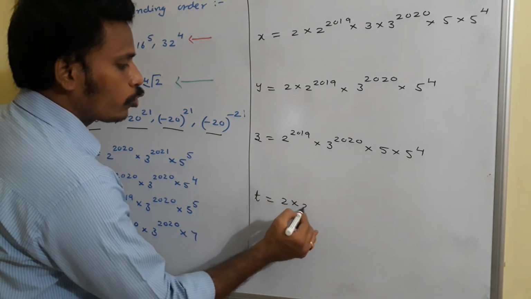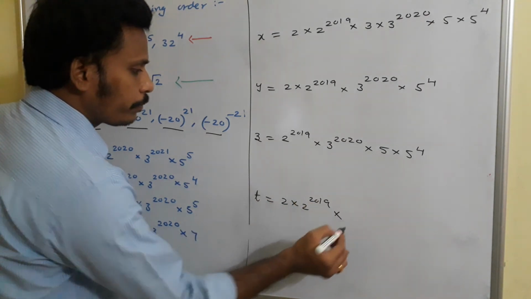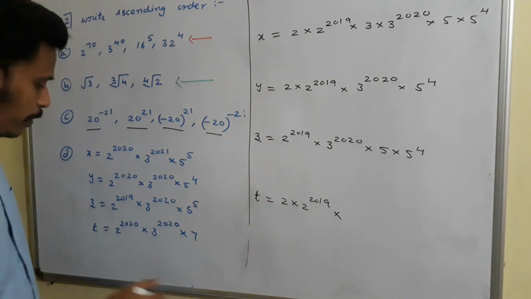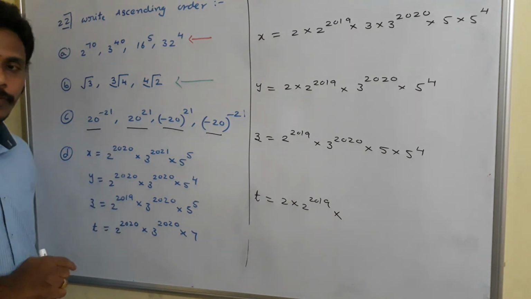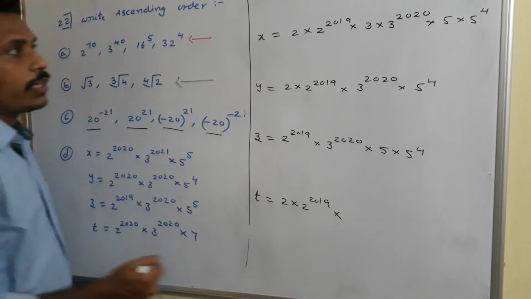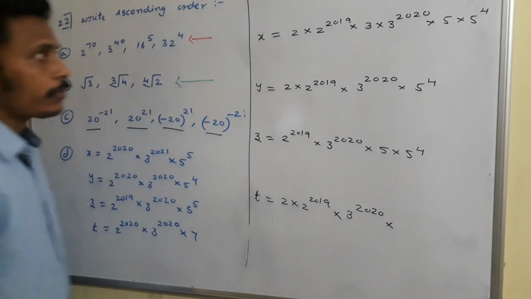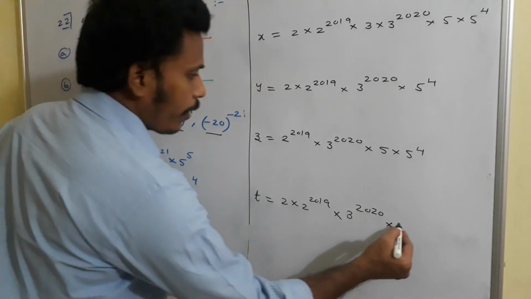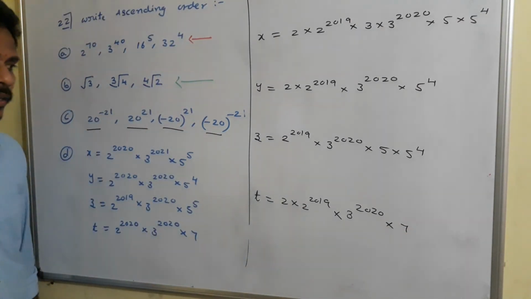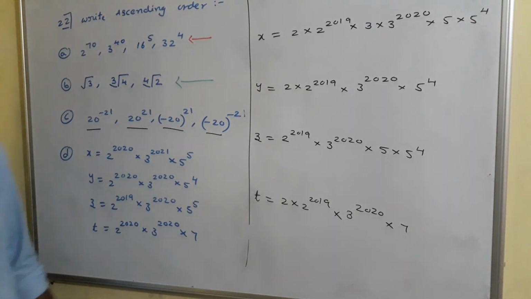T is 2 power 2020, so 2 into 2 power 2019. Why am I writing like this? Because 2019 is the least power, and here 2020 is the least power. So this is 3 power 2020 into 7, I just have 7, that's it. Okay.